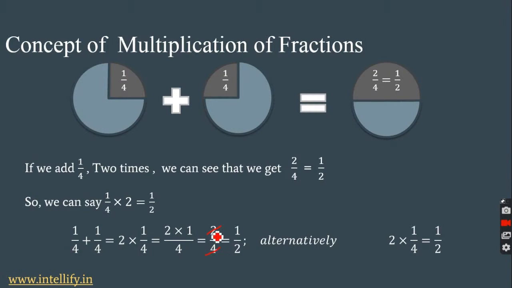We can see that both of them are divisible by 2. So 2 ones are 2 and 2 twos are 4. So 1/2 or half. Now there is an alternative process.